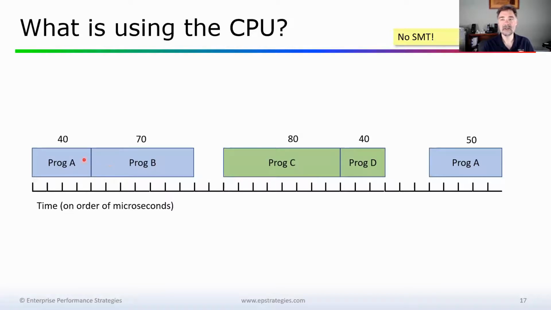And you can see here that if we went across the line here, we could say during this time period, program A consumed a total of 90 microseconds, let's say, of CPU time on the CPU, whereas program B consumed 70, here C was 80 and D was 40.